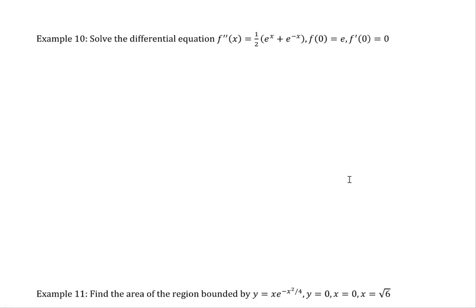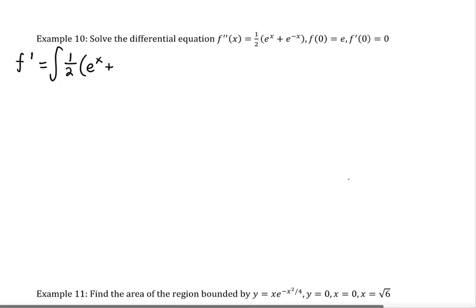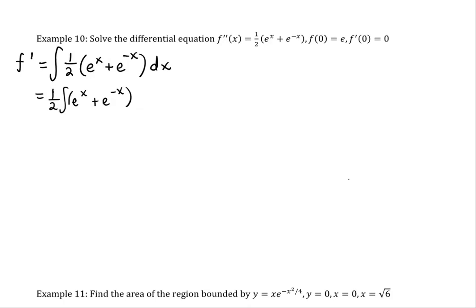Example 10, we want to solve this differential equation. We're going to start off by integrating the second derivative in order to give us the first derivative. So I'm going to be taking the integral of f double prime. So I'm going to be taking the integral of 1/2 e to the x plus e to the negative x dx. I'll go ahead and pull out that constant of 1/2 out in front of my integral. So I have 1/2 the integral of e to the x plus e to the negative x dx. The integral of e to the x is simply e to the x.